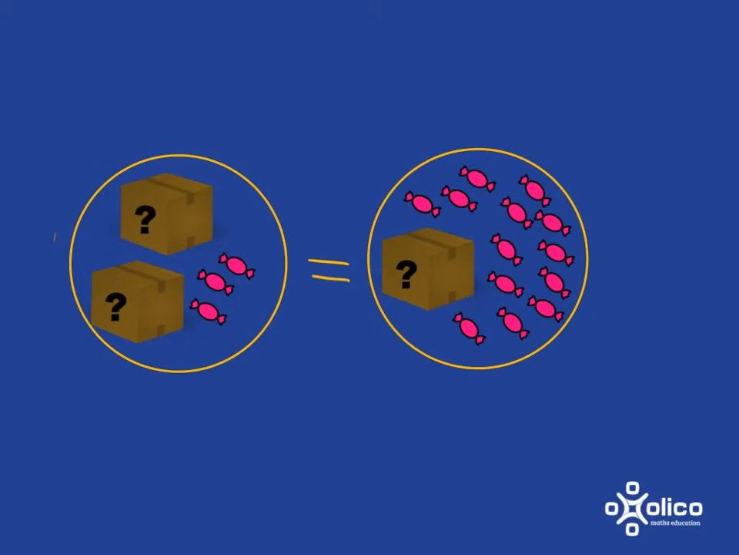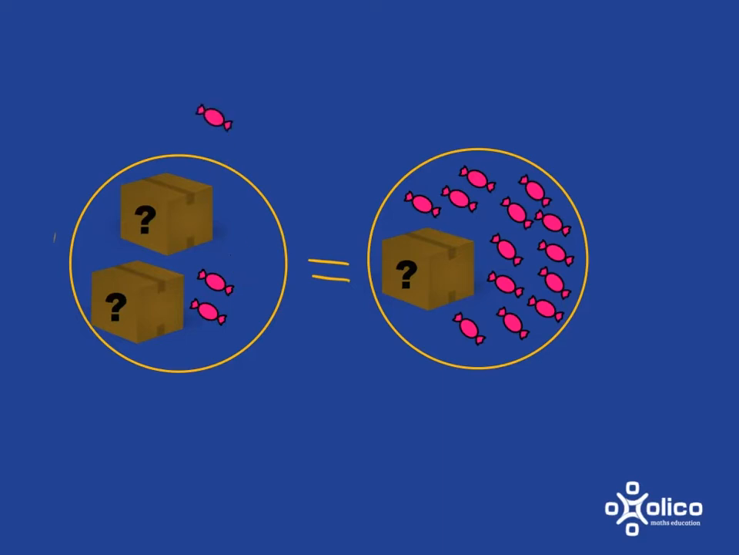Let's do one more quick example. We have the same situation, 2 tables that have exactly the same number of sweets on them. But this time there are 3 boxes. We don't know how many sweets are in a box, but we do know that all 3 boxes have exactly the same number of sweets as each other. So let's try and work out how many sweets per box.